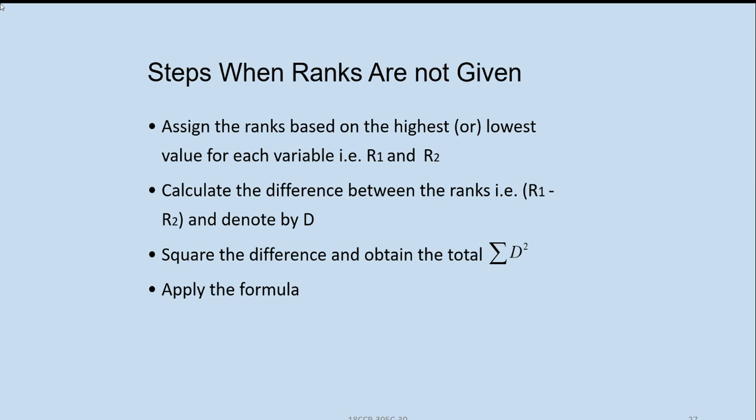And calculate the difference. Then we will calculate the difference R1 minus R2. And then these differences are squared, and then we will apply the formula 1 minus 6 sigma d square by n cube minus n. So this formula is used for calculating Spearman's rank correlation.